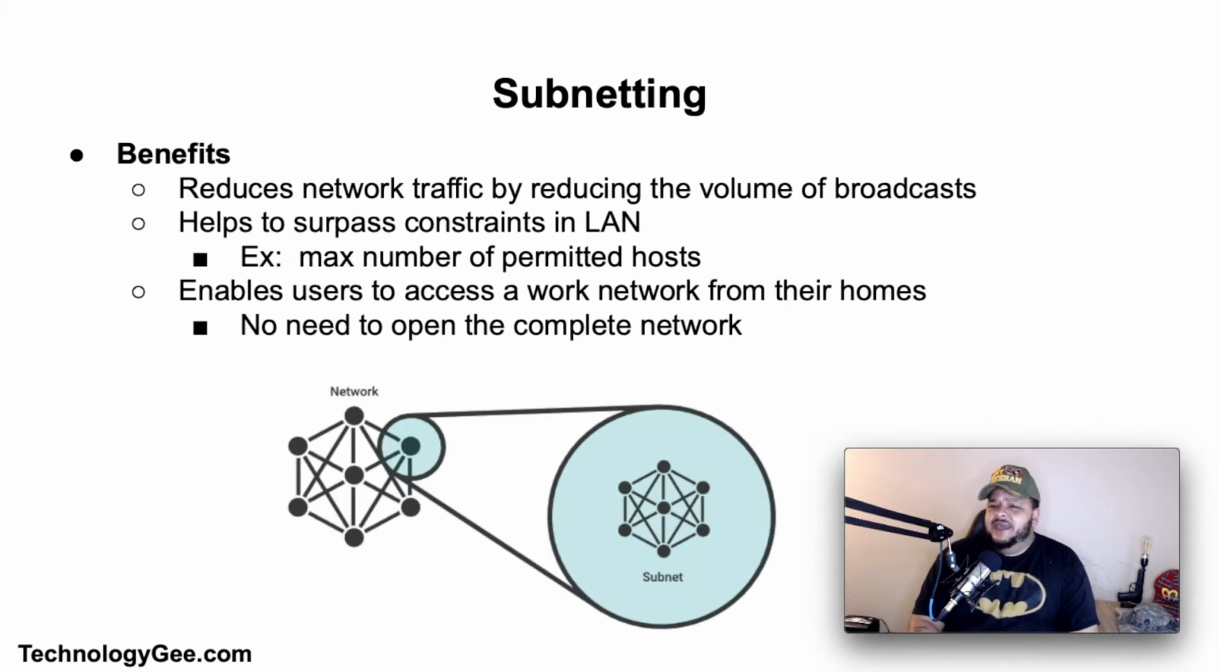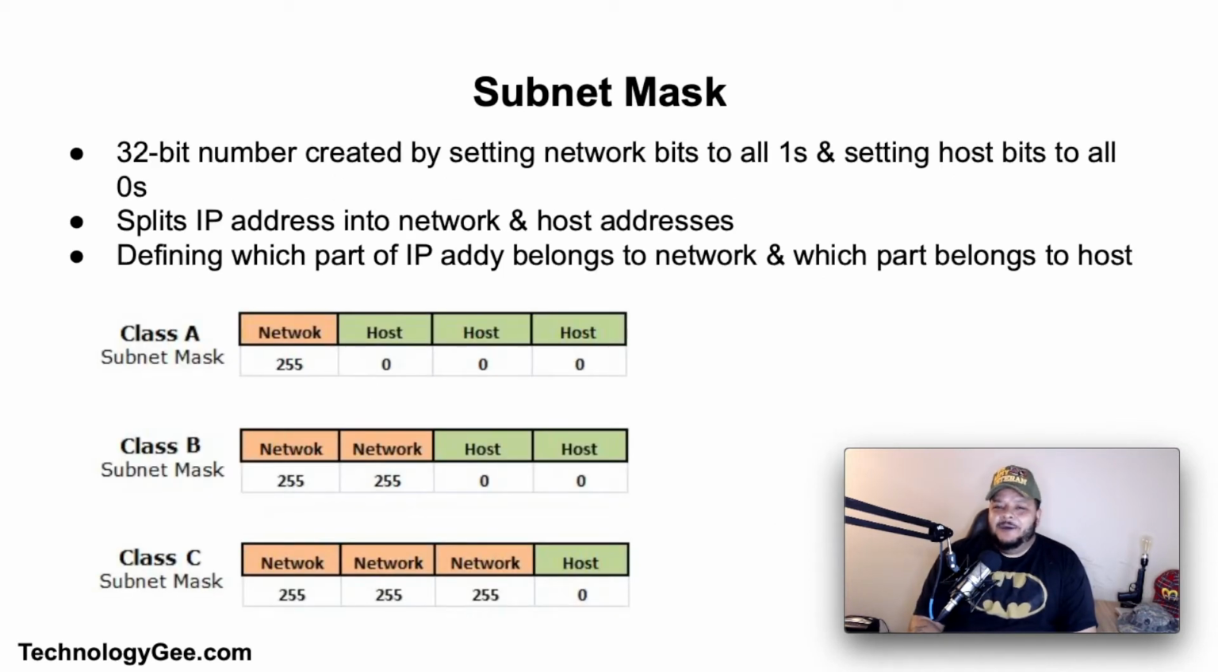And here are some of the benefits of subnetting. It reduces network traffic by reducing the volume of broadcast. It helps to surpass the constraints in the LAN. So for example, you can surpass the maximum number of permitted hosts. And then it enables users to access a work network from their homes where there is no need to open up the complete network. Now let's talk about a subnet mask.